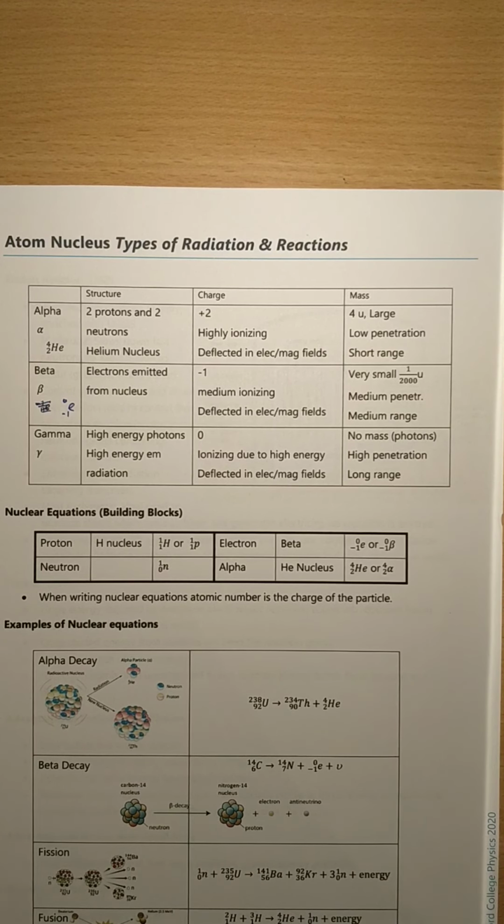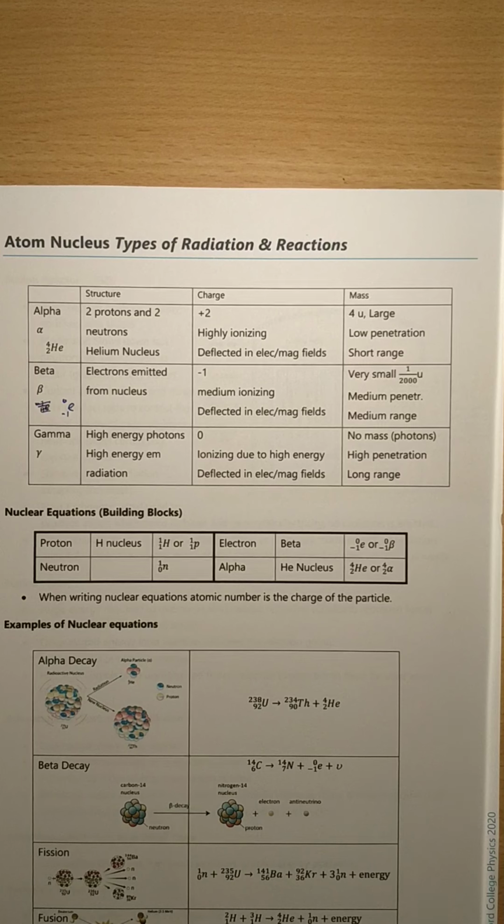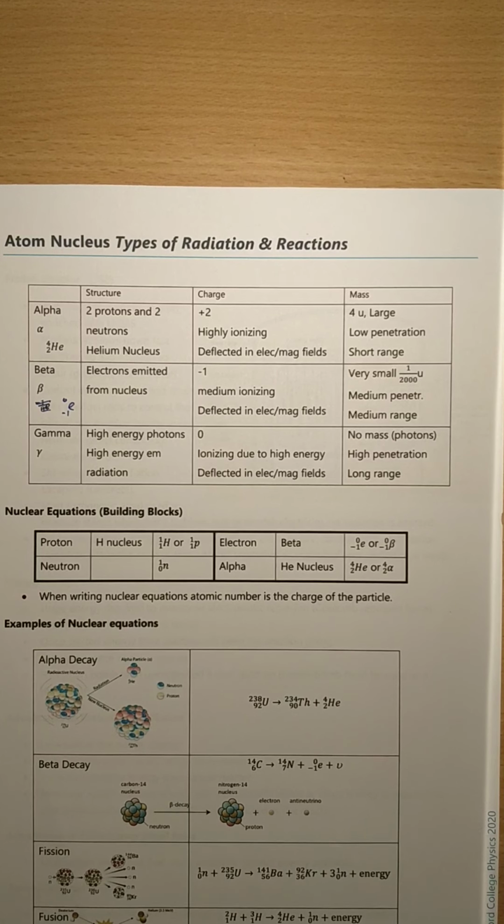A beta particle, okay, electrons emitted from the nucleus, and we'll come back to that. Charge of -1, so less ionizing than alpha because it's got less charge, and it is deflected because it has a charge. It will be deflected in the opposite direction because it's got a negative rather than a positive charge. Its mass is very small. So it's 1/2000th of a unit, so about 1/2000th the mass of a proton or a neutron. So it has medium penetration, medium range compared to the alpha.